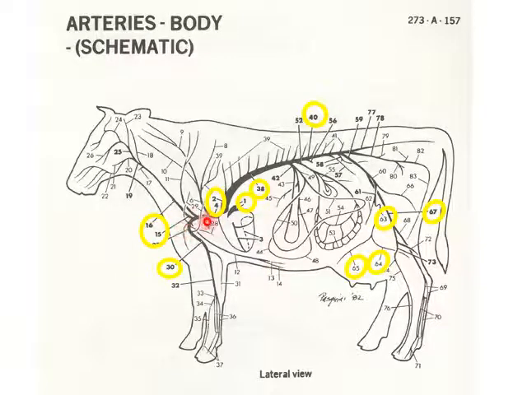Moving a little farther along, we have 15 here, 16 here. We're going to do the bicarotid trunk, which is the first part of the branch off, and then we slip over to the common carotid artery as we go up the neck. Both of these are going to supply blood to the brain, the head.